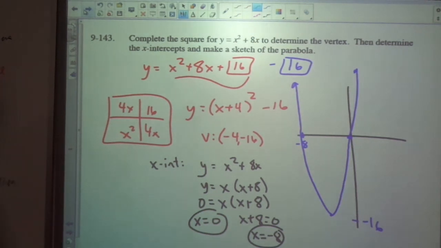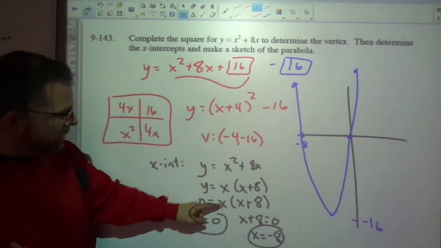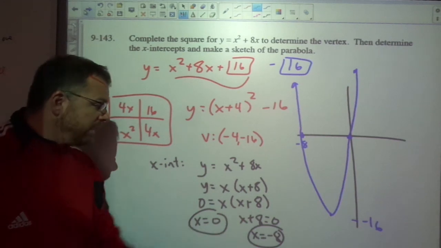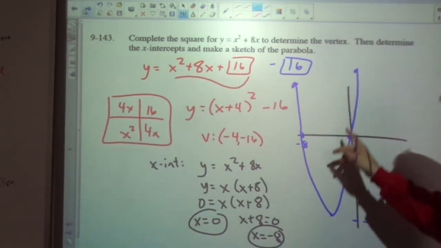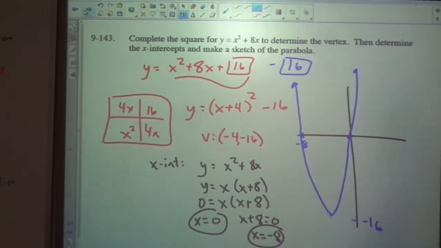To find the x-intercepts, I did factoring. I did greatest common factor. X is 0 or x is -8. So there's my x-intercepts. Here's my vertex. And there's my graph. I hope that helps.